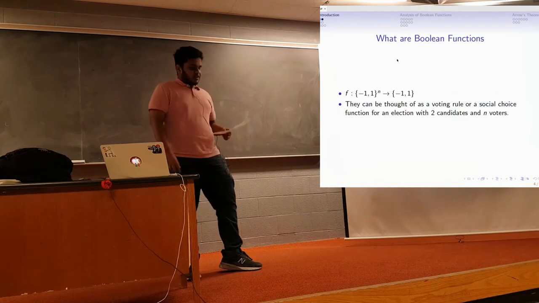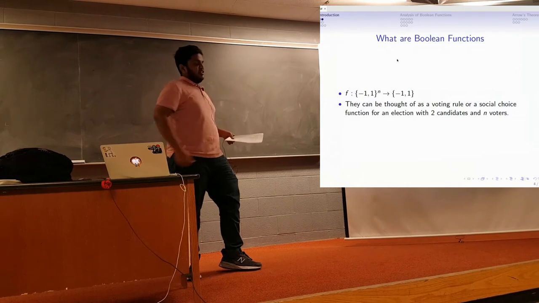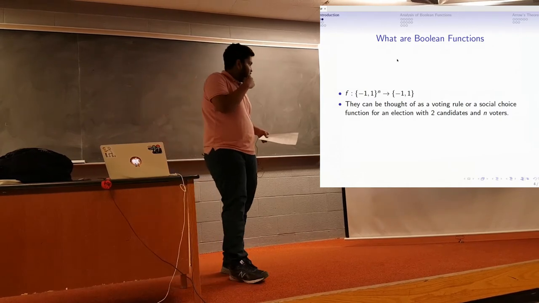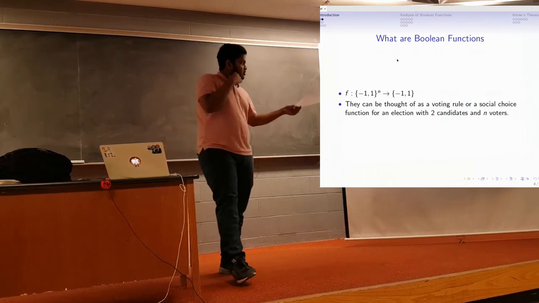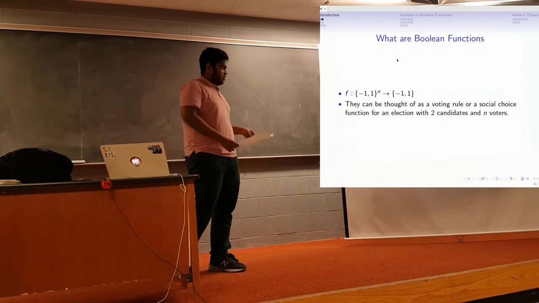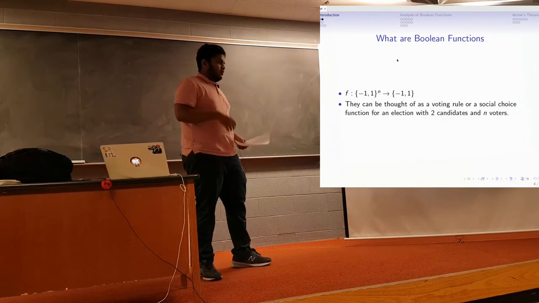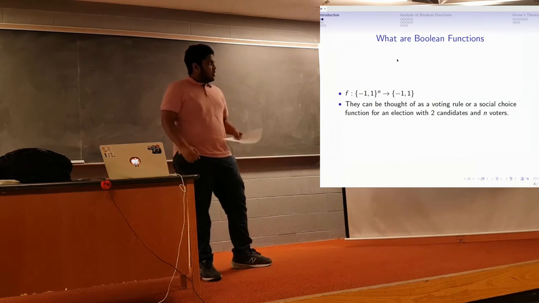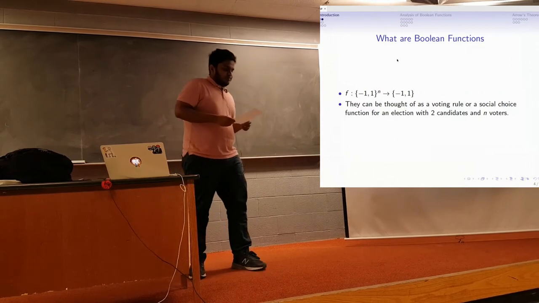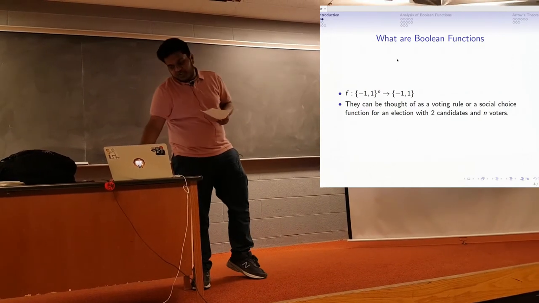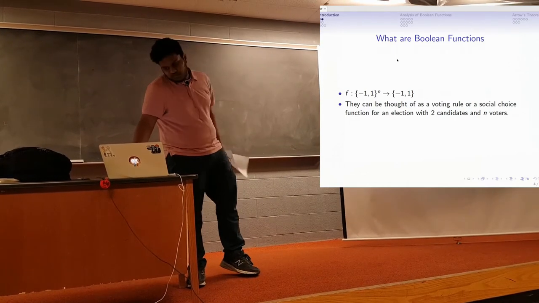It's a function from the set of 2 to the power n tuples with entries in minus 1, 1, which map to R. At least for two candidate social choice functions, we only care about the functions with range minus 1, 1. So these can be thought of as a voting rule or a social choice function for an election with two candidates and n voters. So the preferences of the voters map to the winner.